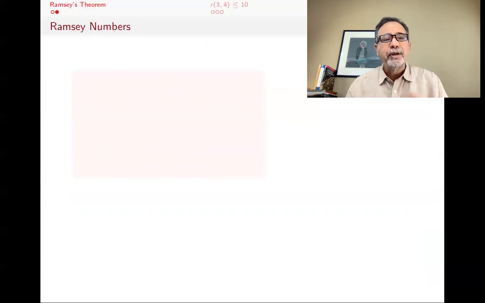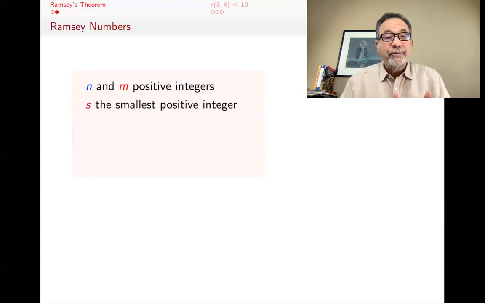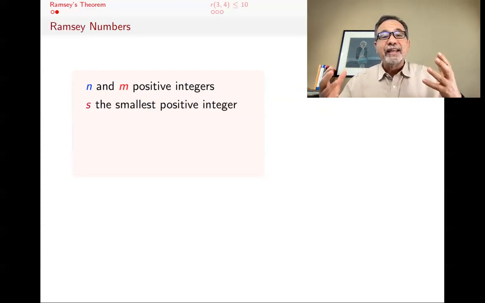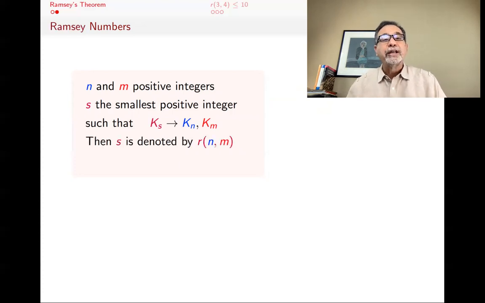Because of Ramsey's theorem, we can define Ramsey numbers. So again, n and m are positive integers, those are our wish list. I want a blue K_n or a red K_m. And I know by Ramsey's theorem, there is some s such that if I look at K_s, then that K_s arrows to K_n or K_m. But the smallest such positive integer for which K_s arrows to K_n, or K_m, is called the Ramsey number R(n,m).